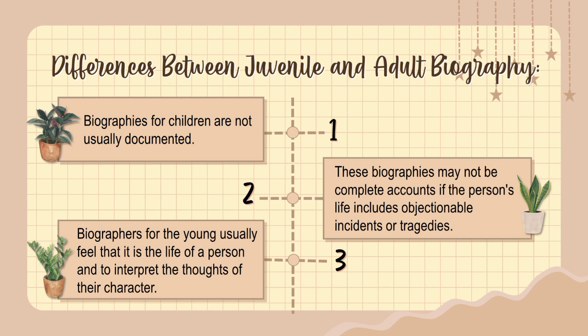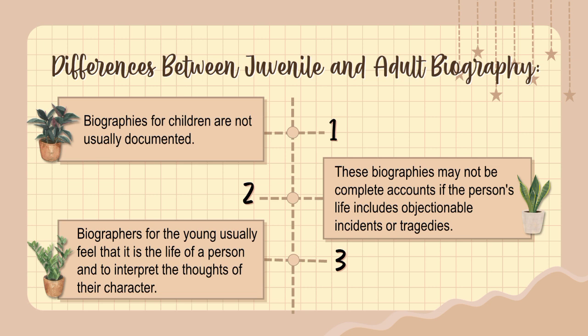So now let's proceed to the differences between juvenile and adult biography. So at first, I'm not really sure if ano nga ba yung juvenile. But I think juvenile is about young children. Kasi when I search juvenile, it means it is relating to a young person who is not yet old enough to be considered an adult. So, ang pagkakaiba nila is, obviously, yung juvenile is about young children, while sa adult biography, from the word adult, so it means mga older ones.